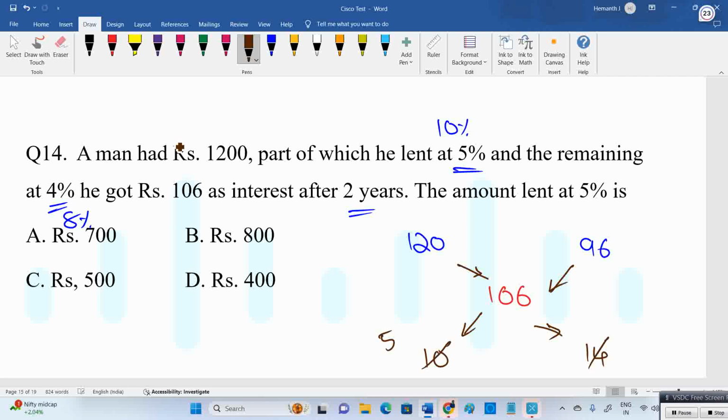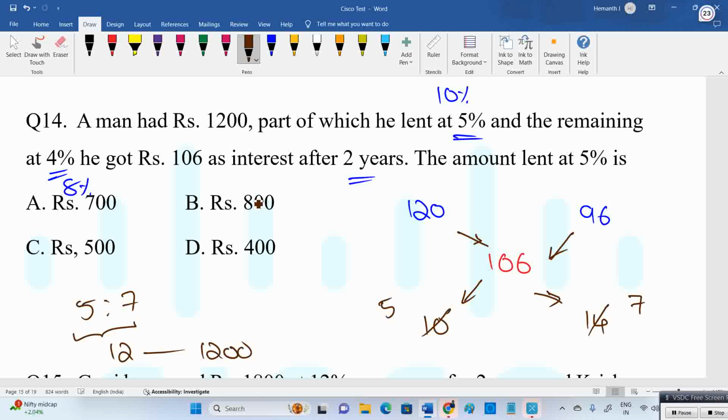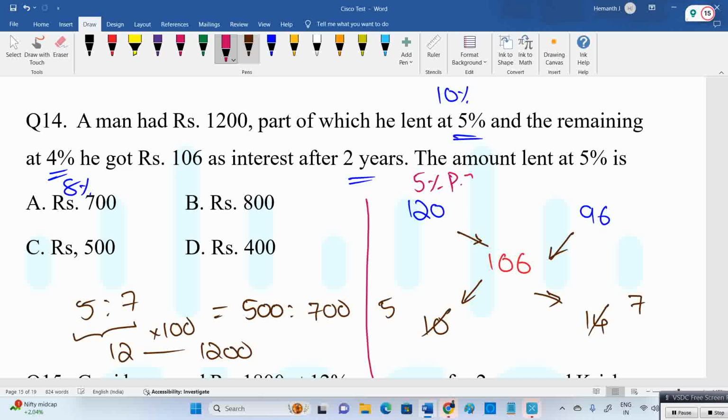5 and 7. Right. What is 5 plus 7? 12. But what's the total amount? 1200, so 500 for the first one, 700 for the second one. See how easy this is. 500 for the first one, 700 for the next one. Sir, both are available in the options. My dear, 120 because of 5% interest, right? 96 because the first one in this ratio is related to 5%, the second one to 4%. So 500 is the answer.